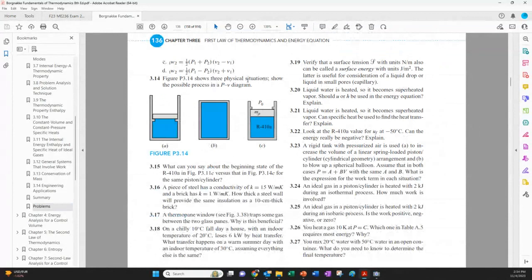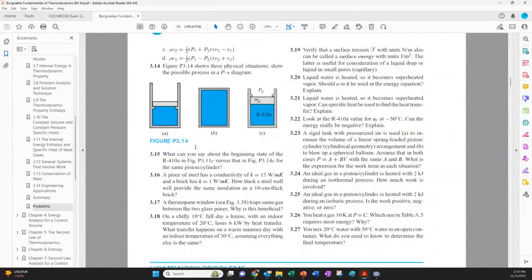Also here shows the 3 physicals. Show the possible process in a PV diagram. Well, what are they talking about here? That doesn't make any sense. I wonder what that means. Who cares?